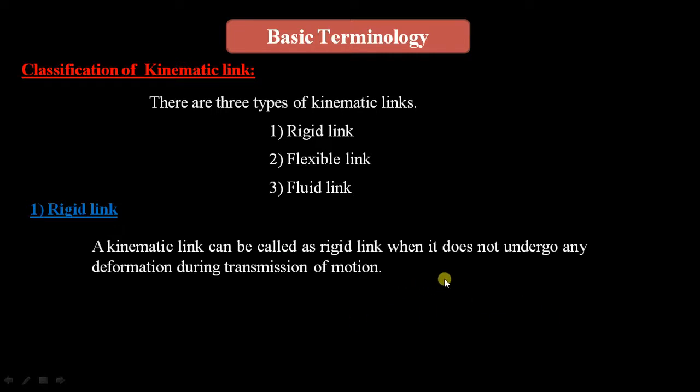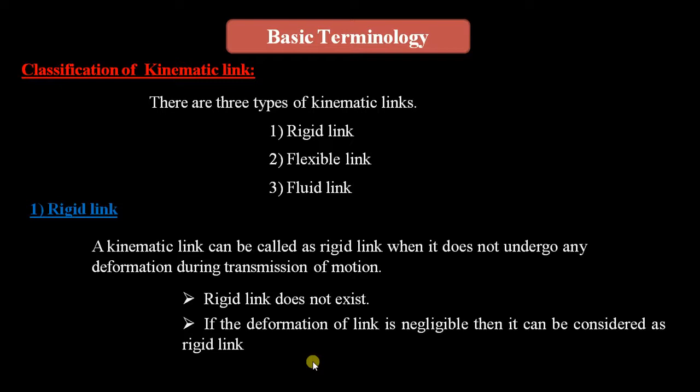So in the same way we have defined it. And what are the conditions for a rigid link here? Basically, a rigid link doesn't exist, but we will be assuming each and every body as a rigid link in a mechanism. The second reason is: if the deformation of the link is negligible, then it can be considered as a rigid link. The parts we consider for making a mechanism undergo deformation, but the deformation is very small and can be neglected. In that case, that part can be considered as a rigid link.